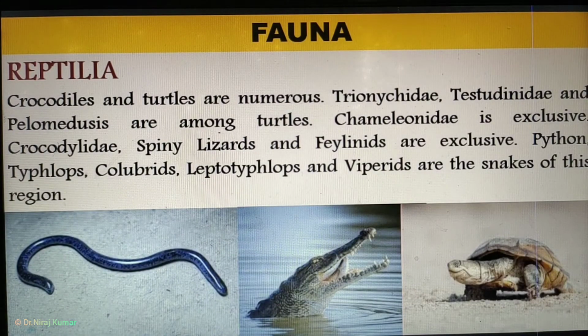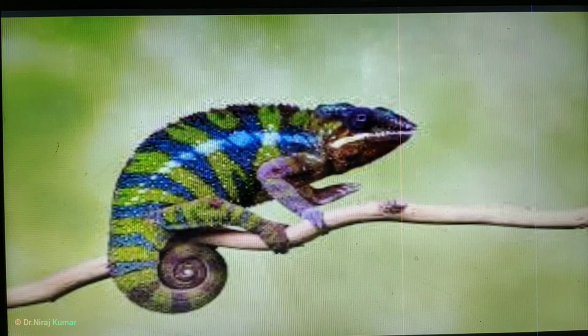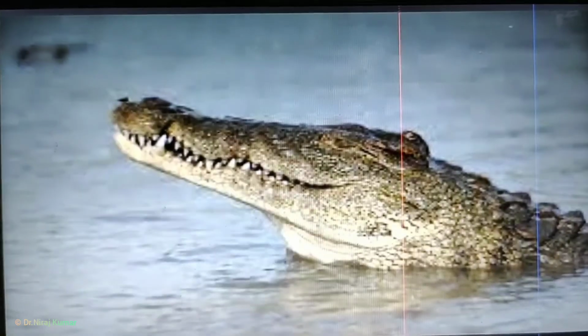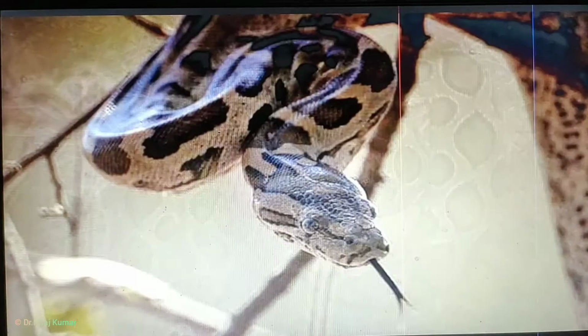Reptilia. Among reptiles, crocodiles and turtles are numerous. Trionychidae, Testudinidae, and Pilomedusis are among turtles. Chameleonidae is exclusive to this region. Crocodilidae, spiny lizards, and Felinidae are exclusive. Among snakes, pythons, typhlops, colubrids, leptotyphlops, and viperids are the snakes of this region. This is chameleon, this is crocodile, this is viper, this is python.